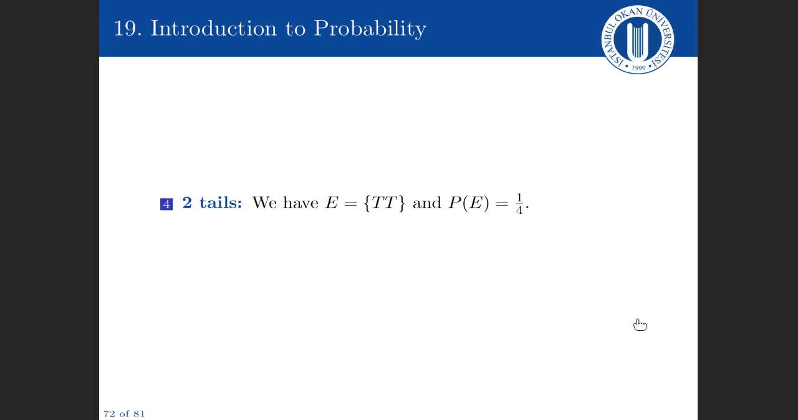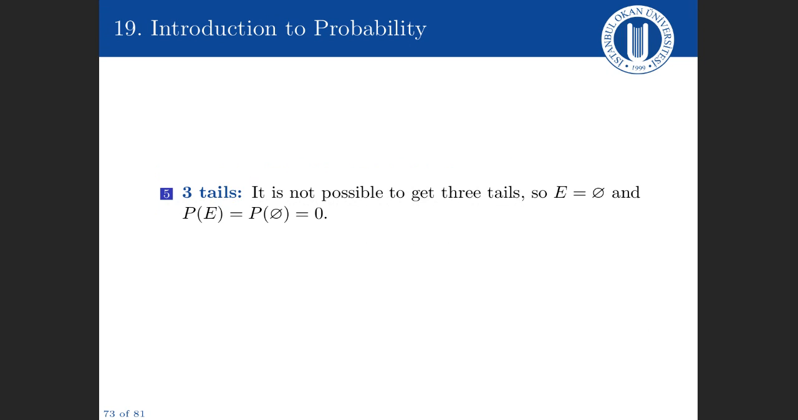What is the probability of getting 2 tails? We must have TT. The probability of getting 2 tails is 1/4. What is the probability of getting 3 tails? It's not possible to get 3 tails from flipping 2 coins, so our compound event is the empty set, and the probability of the empty set is equal to 0.